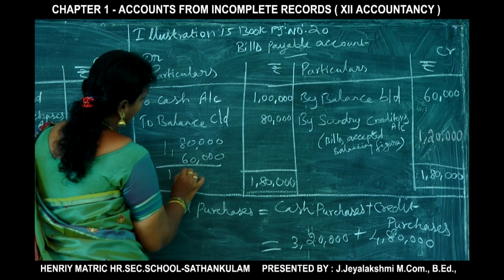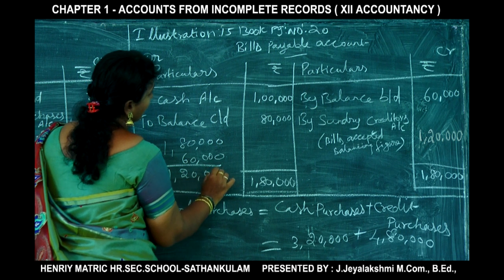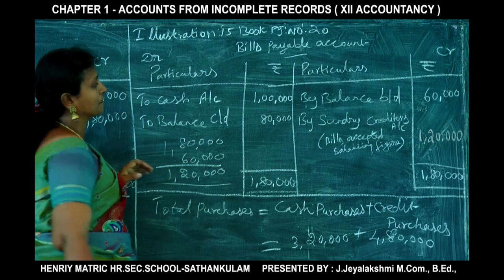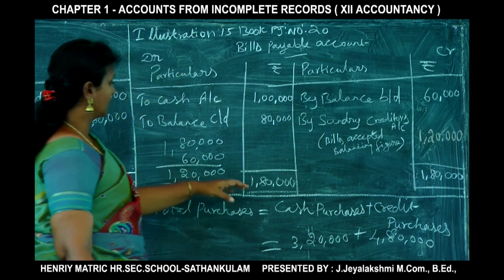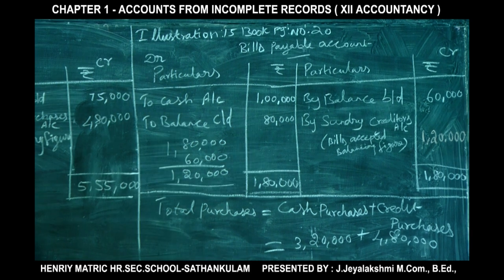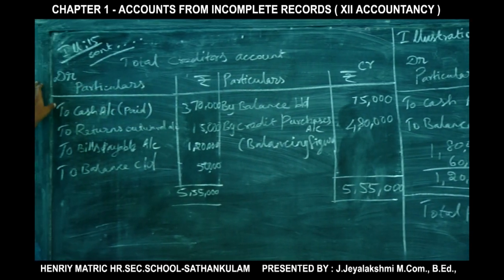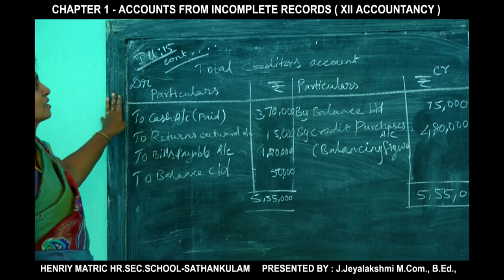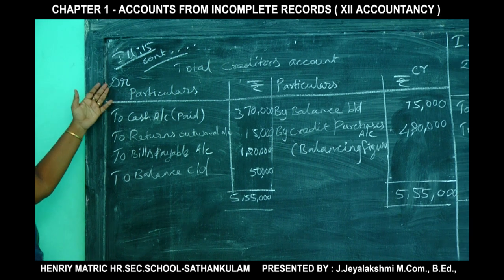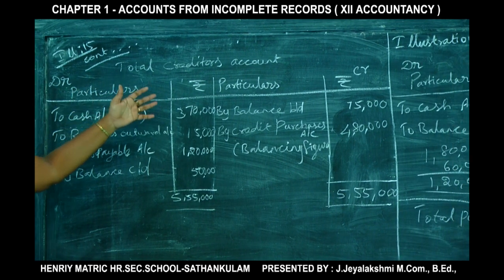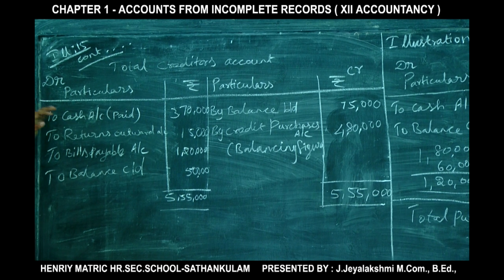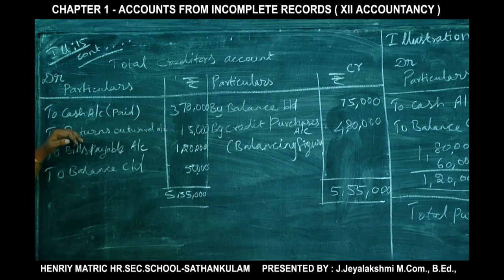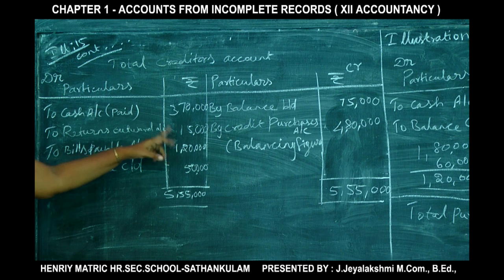We get 1,20,000. So this is the balance figure accepted by them. They have to pay it. Okay. Then next we go to the total creditors account. We must record debit, credit, particulars, sum. The cash given to the creditors is 3,70,000. How much they returned? 15,000.